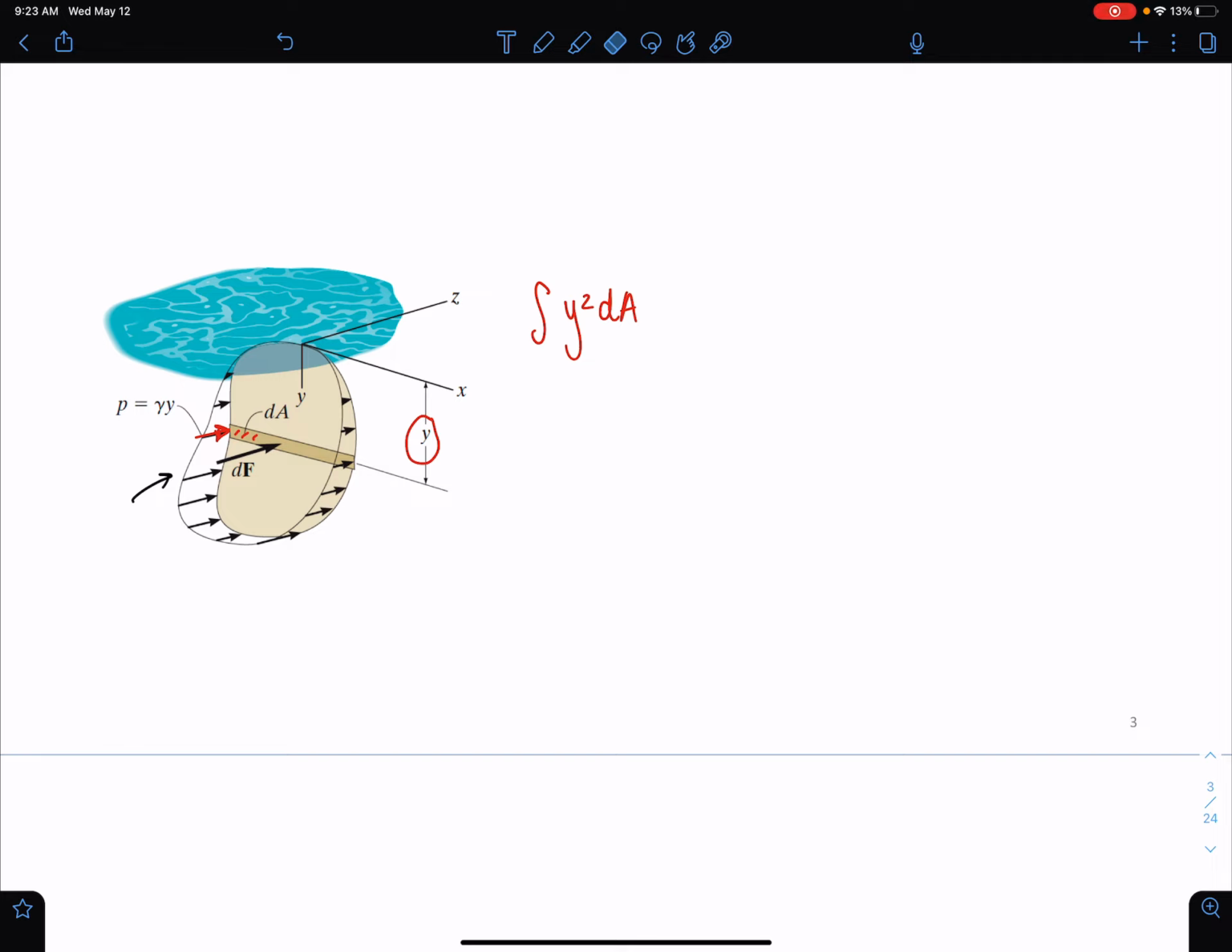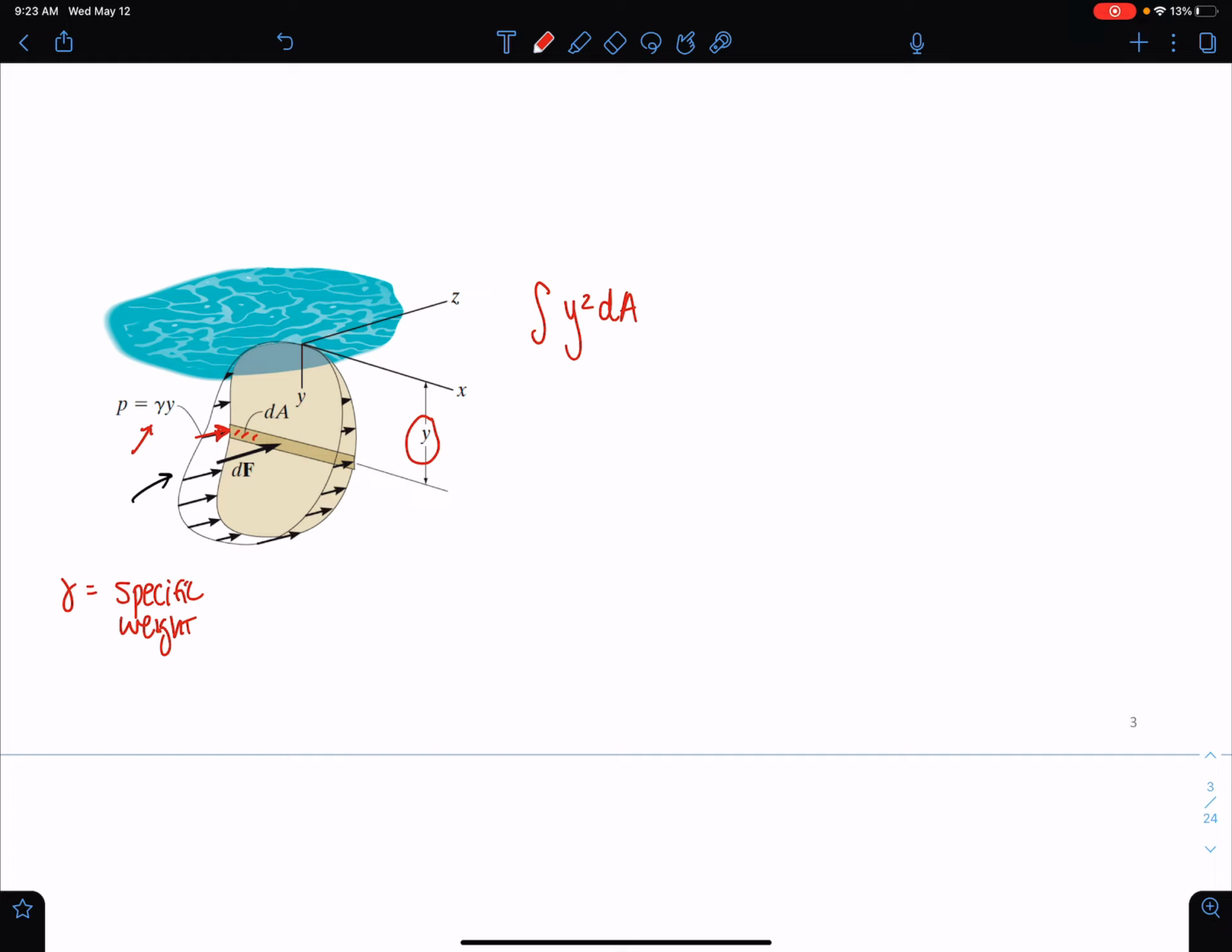We have a plate that is submerged in a fluid. So this is underneath the fluid, and it's subjected to this pressure P, which acts perpendicular to the surface of that area. The pressure is varying linearly with the depth, because as we increase the depth, the pressure increases. There's more fluid on top, okay? And we're going to say that gamma is the specific weight of the fluid. Pressure is equal to gamma times y.